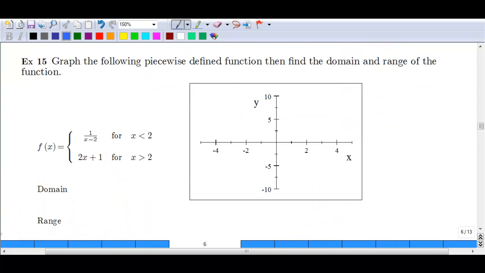So this next example, you notice here that we're missing a point. We have x is less than 2 and we have x is greater than 2, but we don't have either of those equal to 2. So we are missing a point here in our domain.